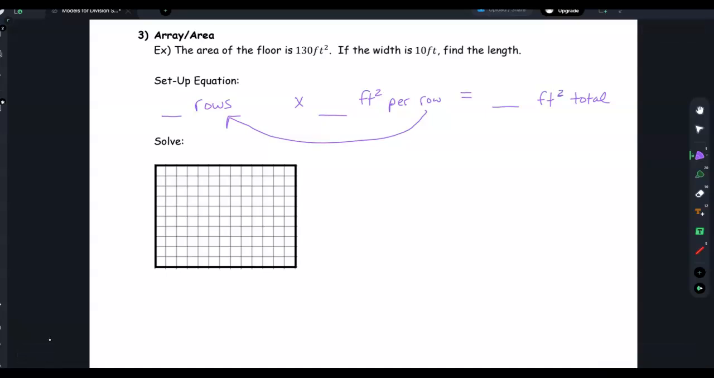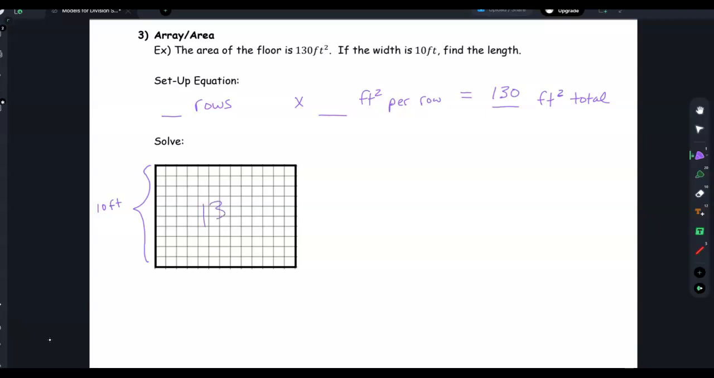So then let's go ahead and fill in the blanks here. What do I know? I know the area is 130 square feet, so that's going to be this total. I know the width is 10 feet. If I look at my drawing here, typically the width would be the left-hand side. And if you look at the drawing that's already been done for us, sure enough, there are 10 squares going down that way. So this would be 10 feet.